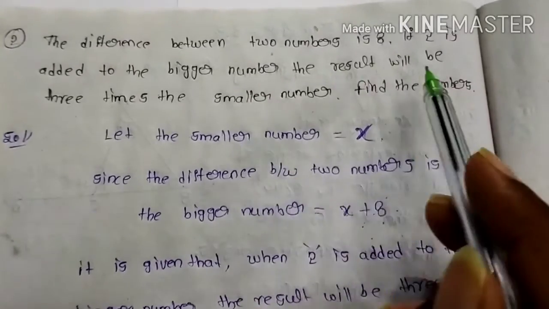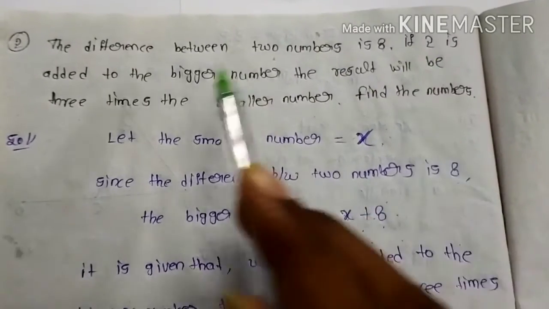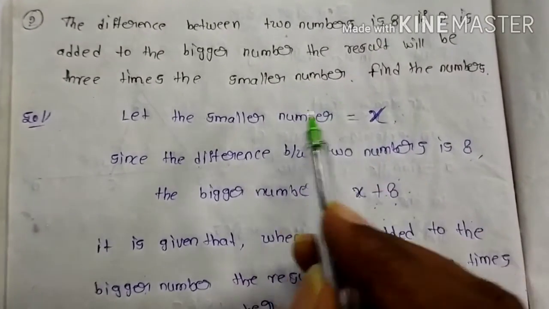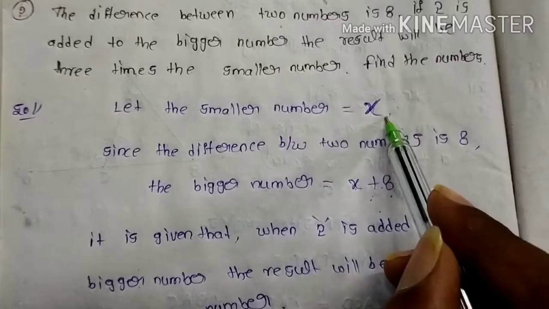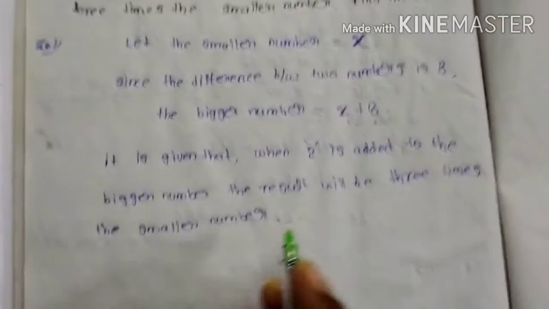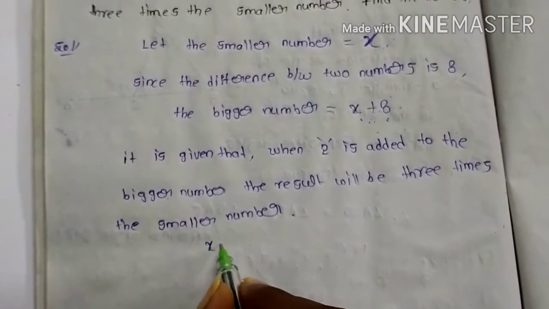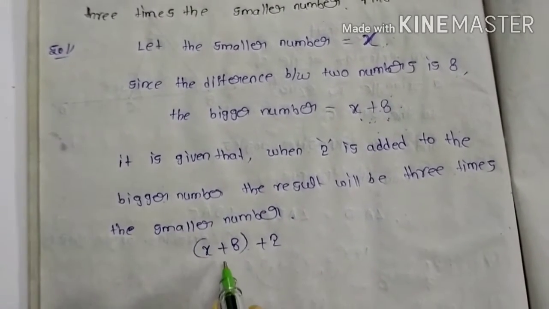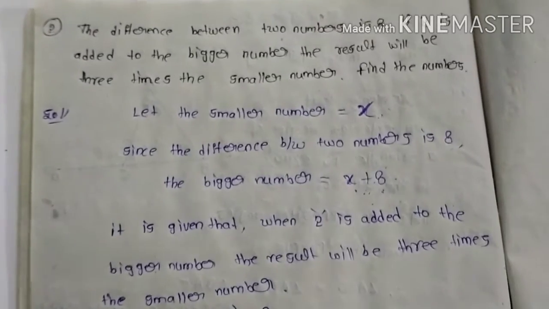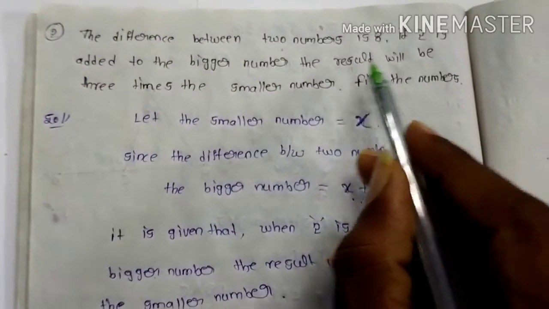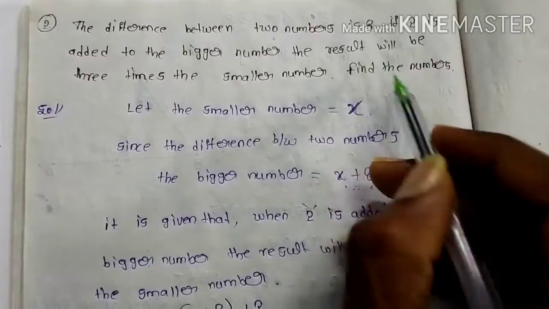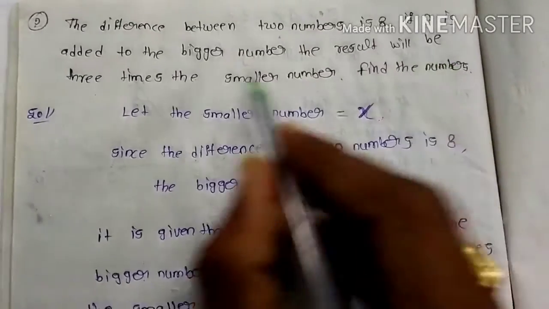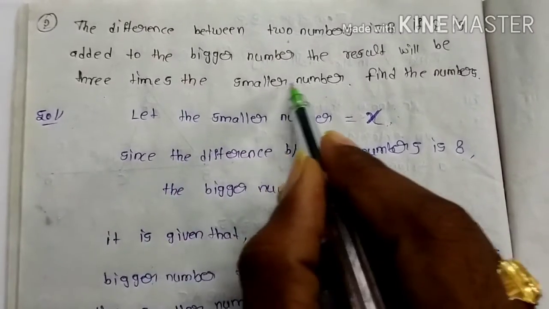But once again you can see here, if 2 is added to the bigger number, where is the big number? Is it x or x plus 8? x plus 8. That means can I write here, I am adding 2 to the biggest number? Yes or no? Is it okay? I am adding 2 to the biggest number, the result will be equal to 3 times the smaller number.